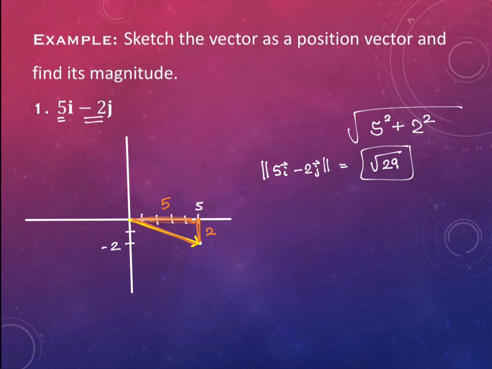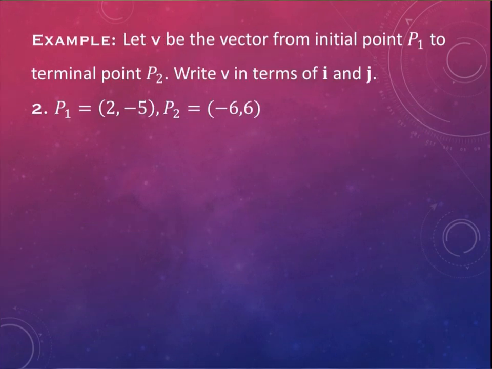Okay, let's try another one. You ready? All right. This one actually gives you points to start and stop at. So we're going to let v be the vector from the initial point, P1, to the terminal point, P2, and we're going to write the vector v in terms of i and j.